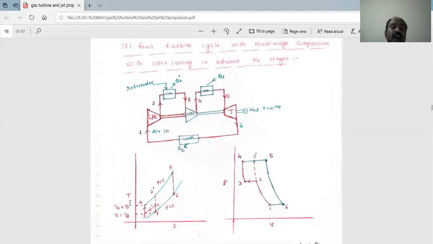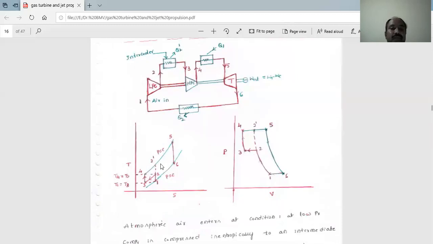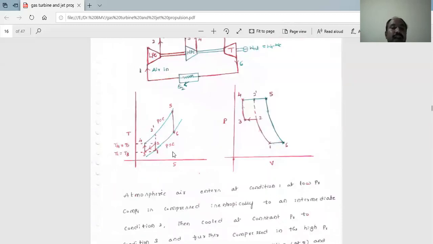This is the working principle behind the gas turbine cycle multi-stage compressor. This is very, very important while drawing the TS and PV diagram. Here in the PV diagram, P1 is equal to P6, P3 is equal to P2, P4 is equal to P5. Like that only we have to write down the PV diagram. That is very, very important.